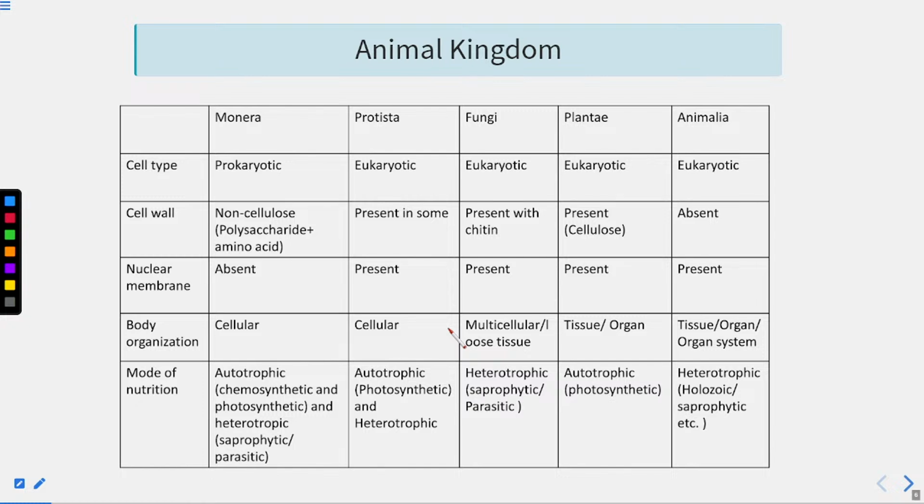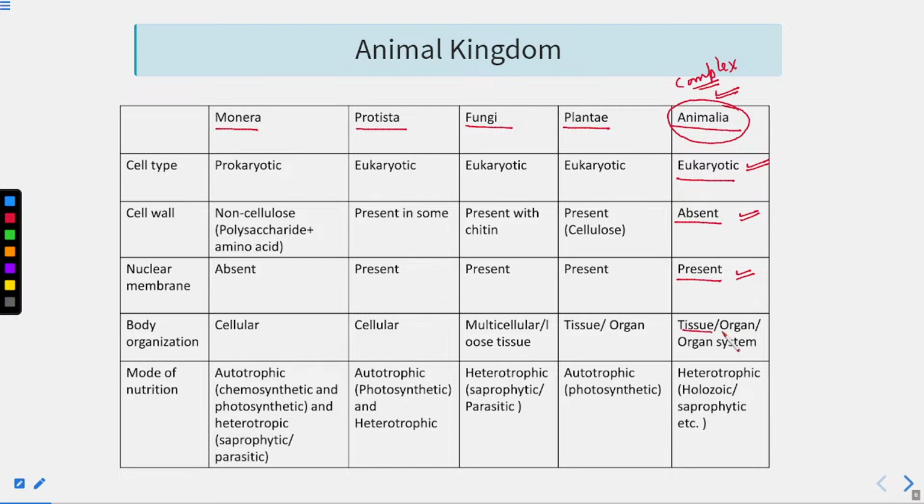So Animal Kingdom. This is the table for the Whittaker classification system. We see that it has been divided into 5 kingdoms: Monera, Protista, Fungi, Plantae and Animalia. Animalia is at the last position. It shows that this is the most complex organism, right? They are all eukaryotic, having eukaryotic cells. Cell wall is totally absent in animals. Nuclear membrane is present, right?